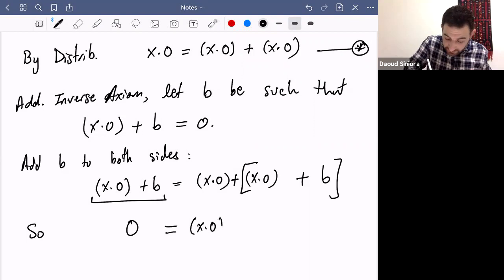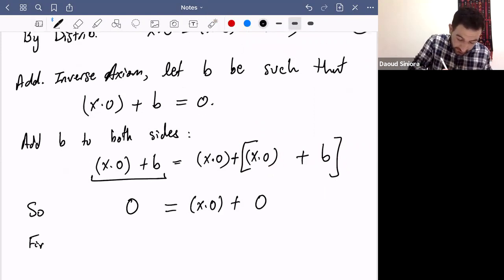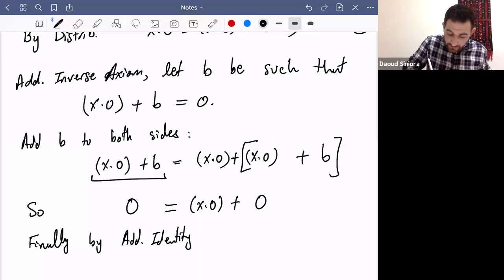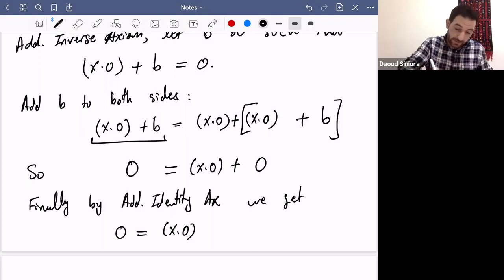And this is x times 0 plus, and similarly here, we know that B is the additive inverse of x times 0. So this is 0. So here we get 0. And finally, by the additive identity axiom, what do we know? That if we add 0 to any number, we get that number. We get that 0, the left-hand side, is equal to the right-hand side, which is x times 0. If we add 0 to x times 0, we get x times 0.